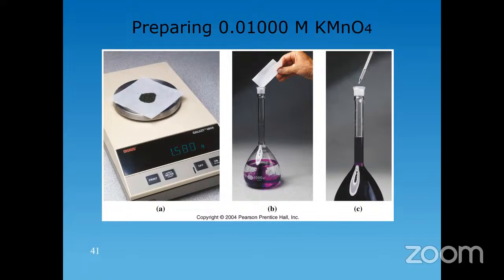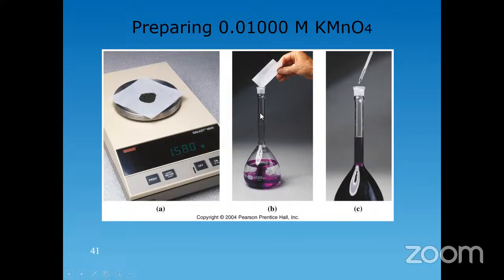So basically what we have to do is determine the moles. So you'd have to take the moles, which would be 0.01000, and multiply that by the molar mass of the potassium permanganate. And in this particular case, it turns out to be equal to 1.580 grams. So you'd have to weigh that mass. And then you'd have to put that into this piece of glassware known as a volumetric flask.